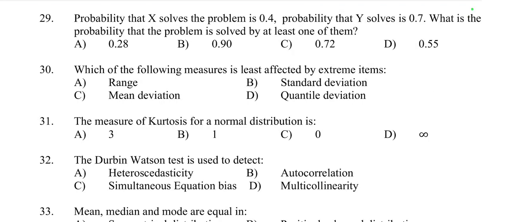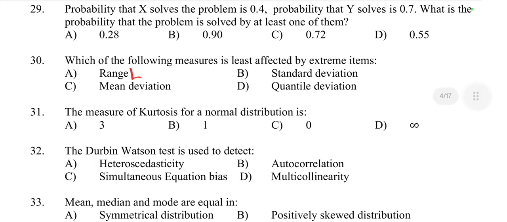Then question number 30: which of the following measures is least affected by extreme items? Range, standard deviation, mean deviation, quartile deviation. Range means largest minus smallest, and these are the extreme values, so it is affected by extreme values. Standard deviation, the root mean square deviation, is also affected by extreme values. Mean deviation is also affected by extreme values.